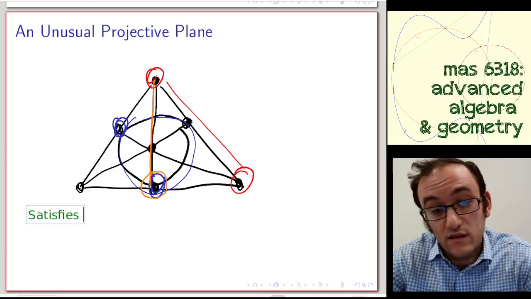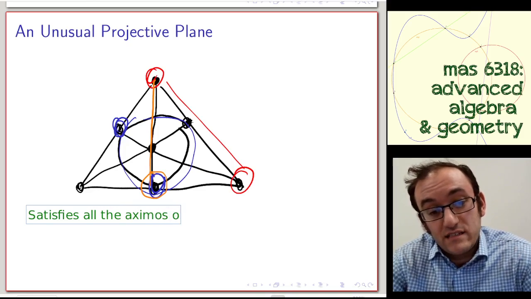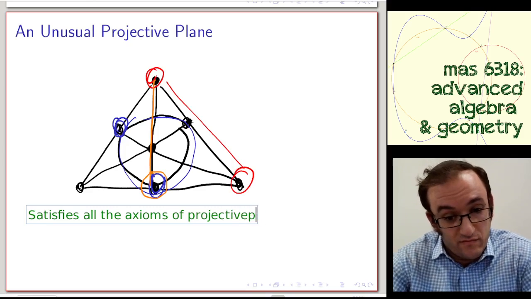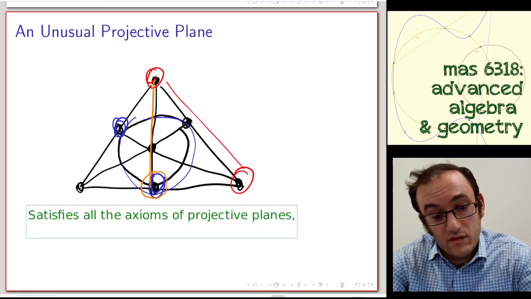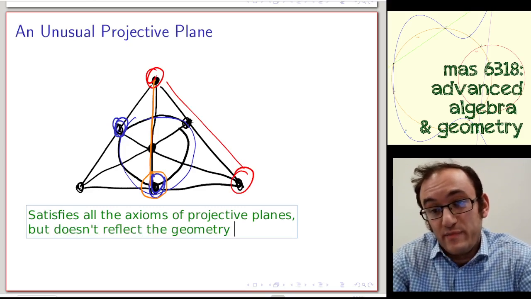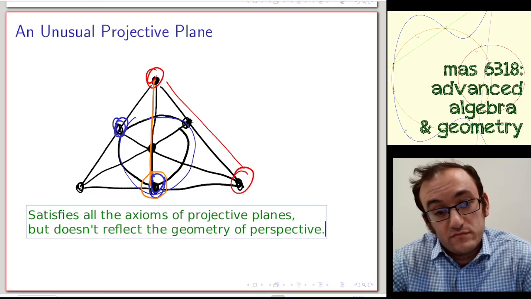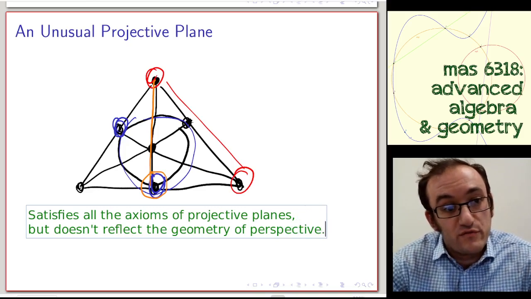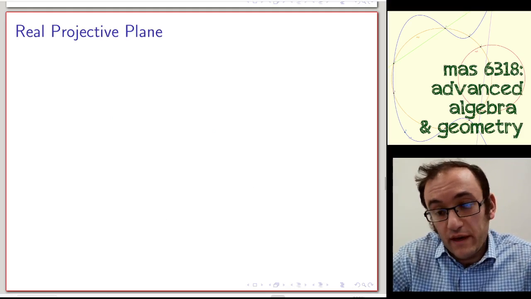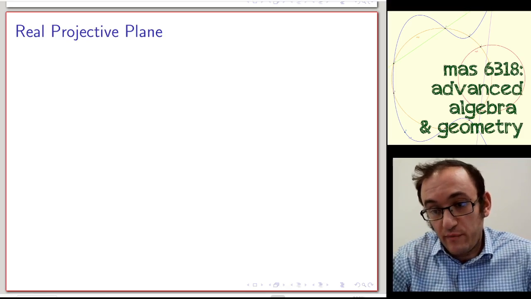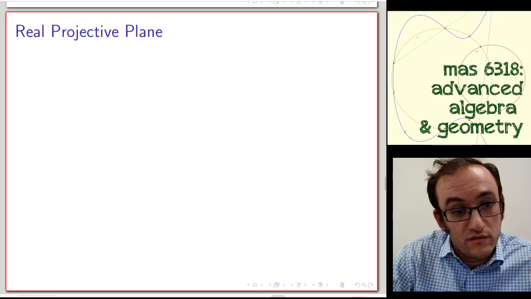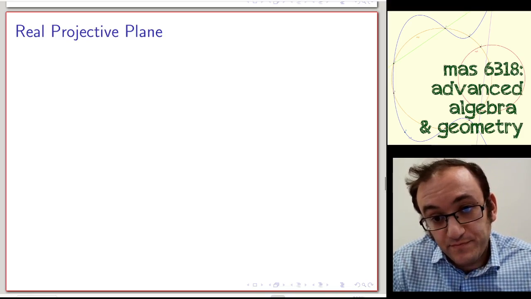This satisfies all the axioms of projective planes, but doesn't reflect the geometry of perspective, the way that we were describing so far in this lecture. Okay, so in order to define that, we mentioned lines in R3. So we're going to describe a construction.